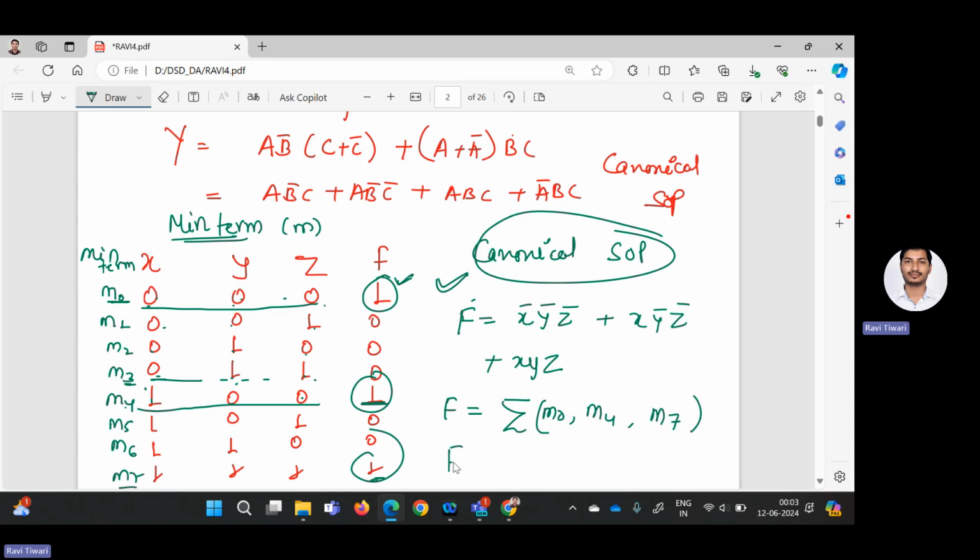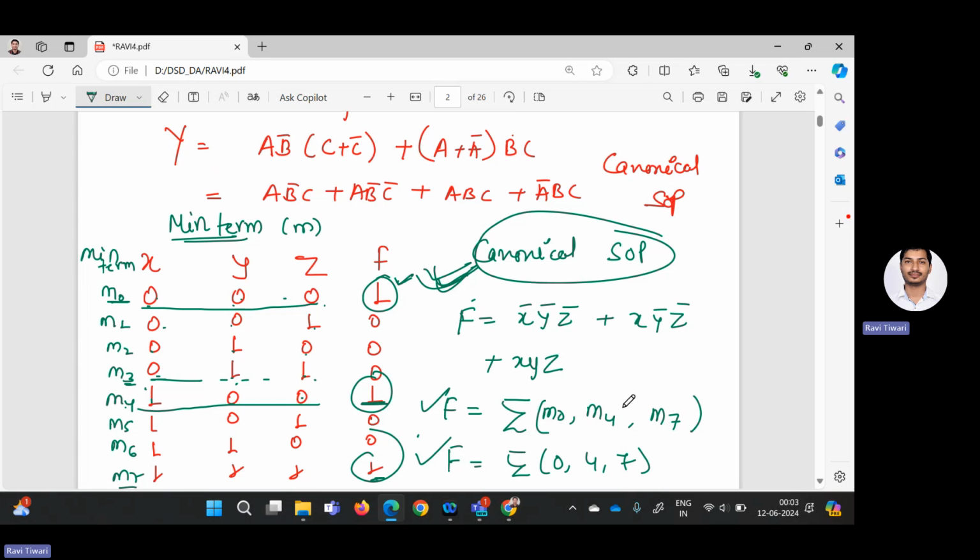The same formula can also be written with only the terms like 0, 4, and 7. So these are the 3 ways by which you can write down the canonical SOP. This is the logical expression. These are the formula forms. Okay. So canonical SOP and minterms are interrelated.